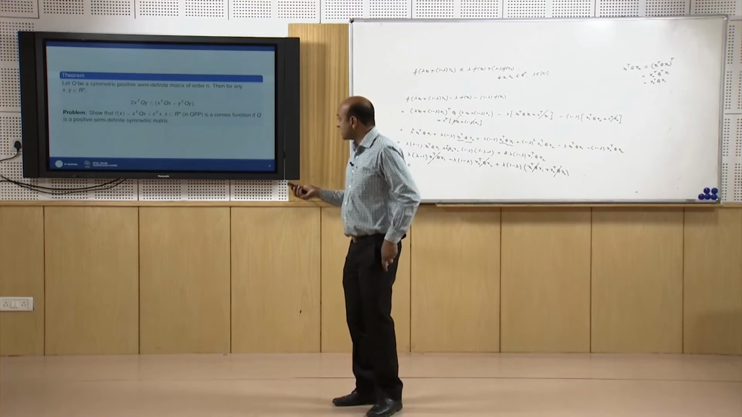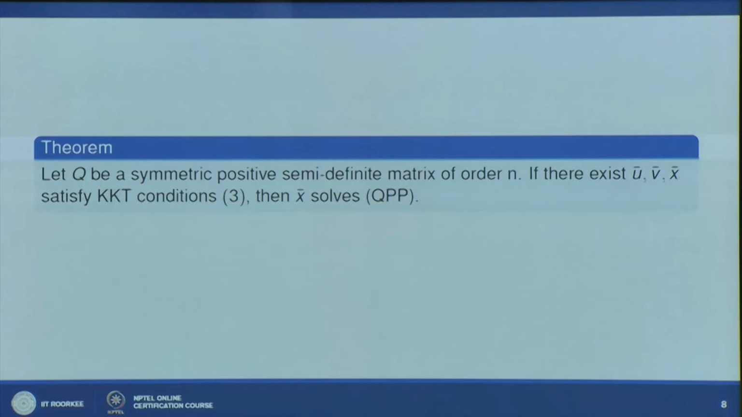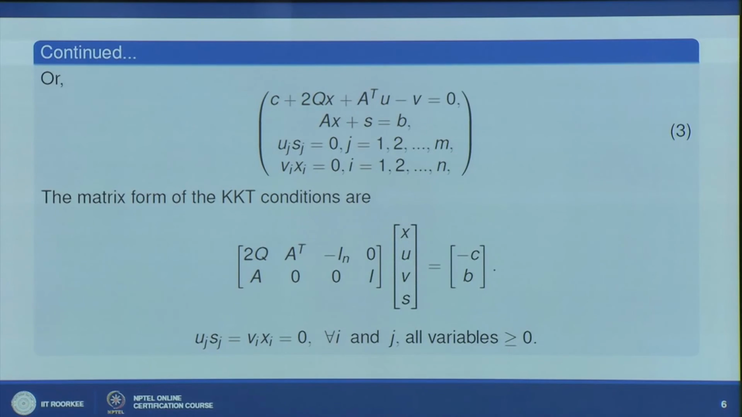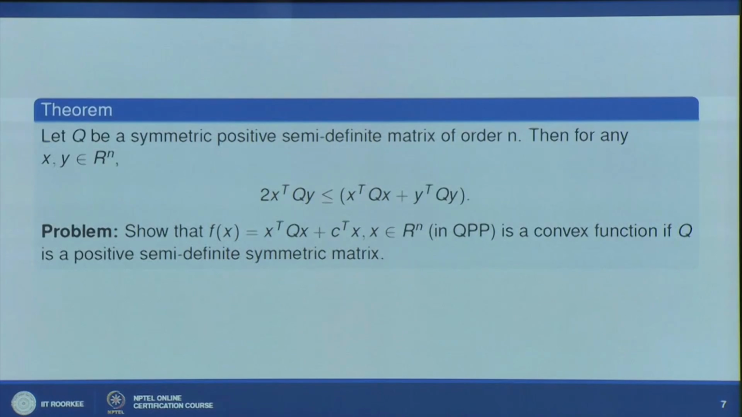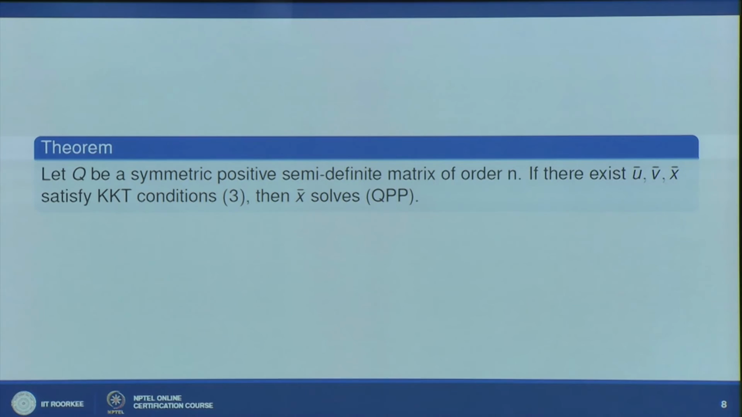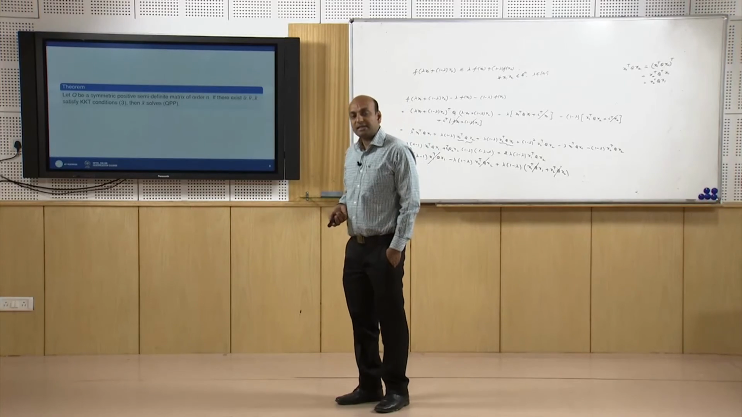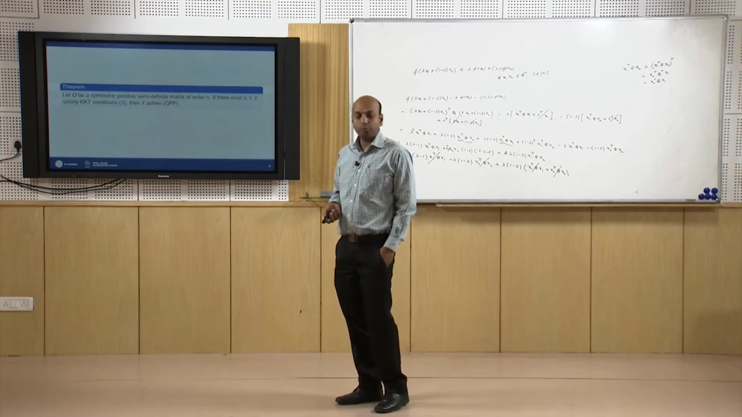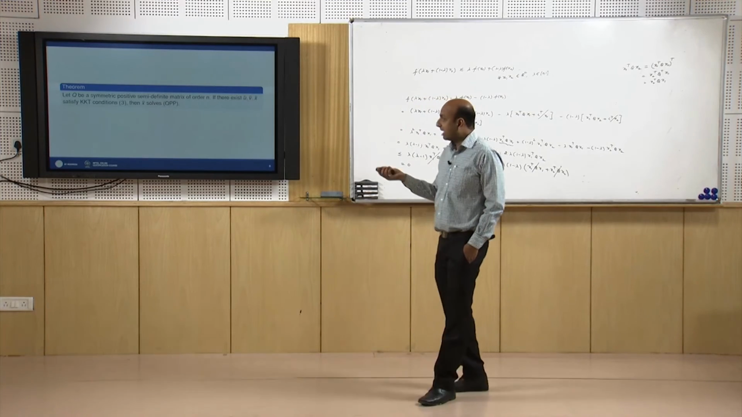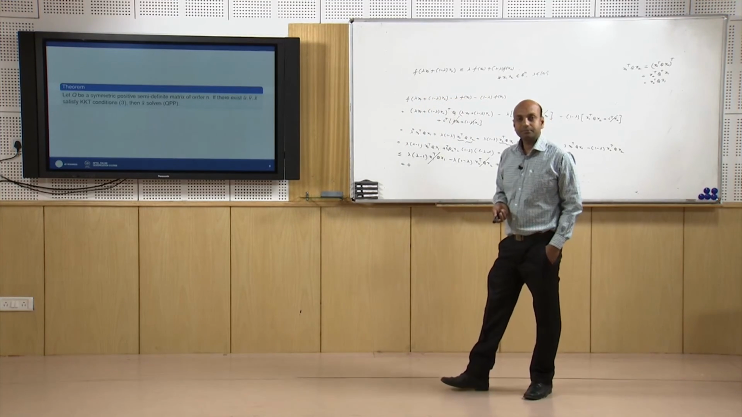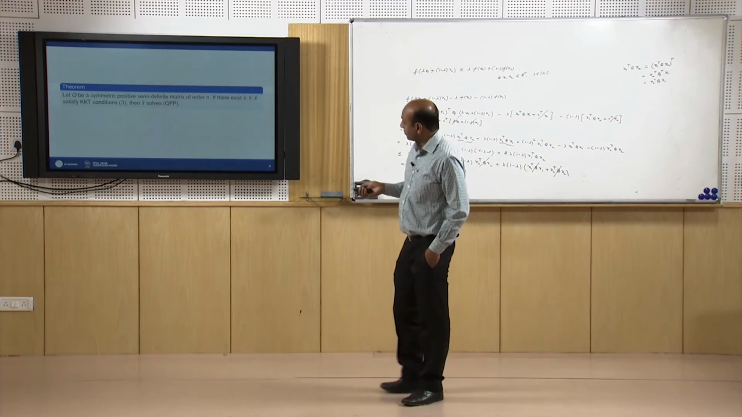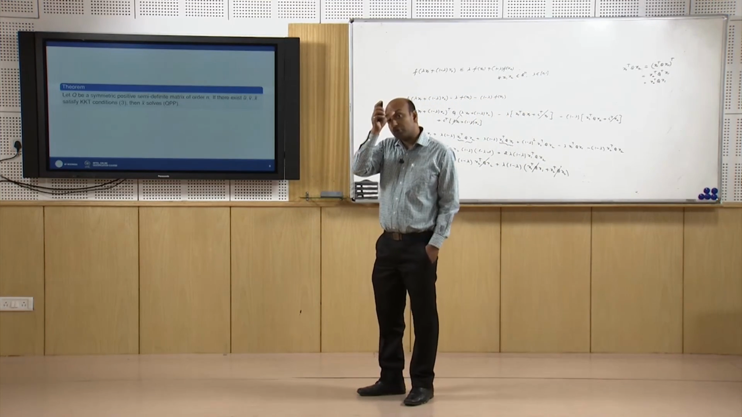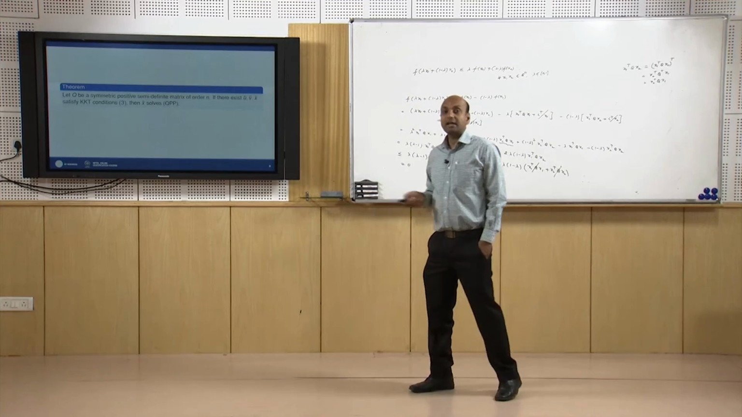So, the next result is that if Q is a symmetric positive semi definite matrix of order n, and if there exist u bar, v bar, x bar satisfying the KKT conditions 3, then x bar solves QPP. x bar solves QPP means x bar will be the global minimum point of QPP, because then the KKT conditions become sufficient. So, we will see in the next class how we can solve a general QPP using KKT conditions.